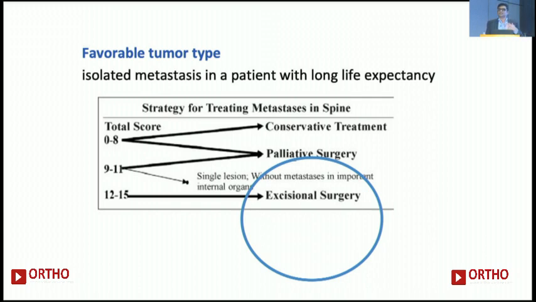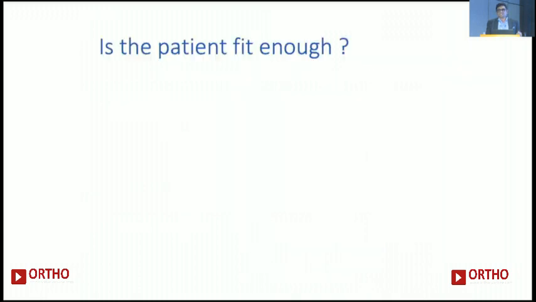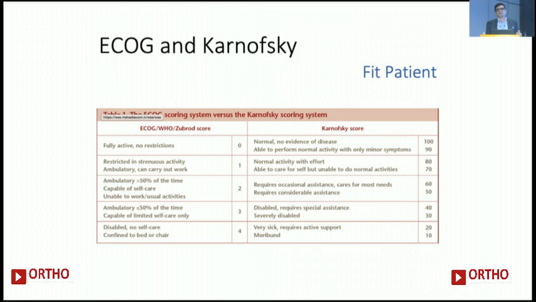Now, this is basically from a surgeon's perspective. These favorable tumor types are isolated oligometastases in a patient who has a long life expectancy, a young, fit patient. There you would want to go hard, you want to do an excisional surgery, you want to give them the best possible local cure. Next thing is you have to see if the patient is fit to undergo procedures. There are again scoring systems available like ECOG and Karnofsky scoring, which tell us if the patient is really fit to undergo a big procedure.